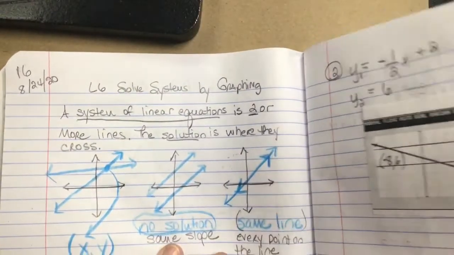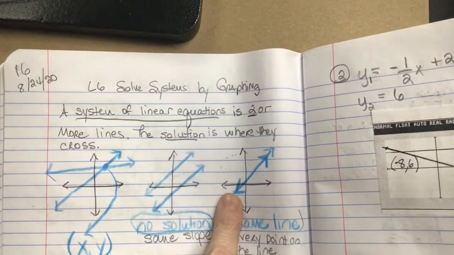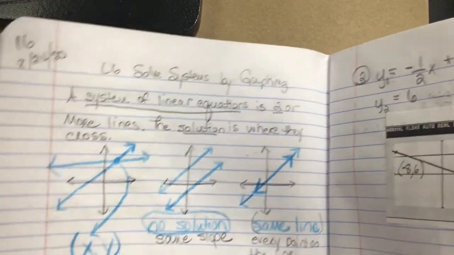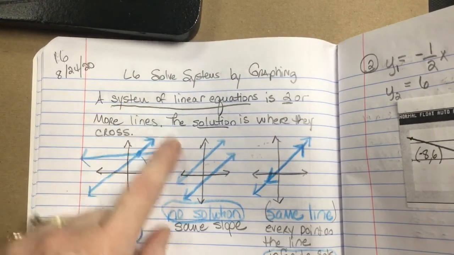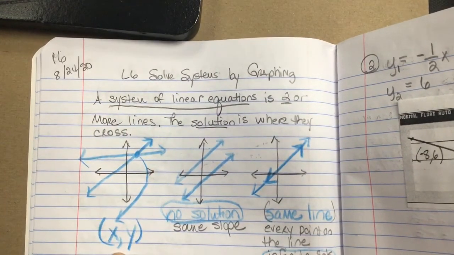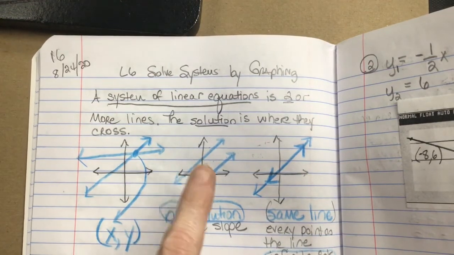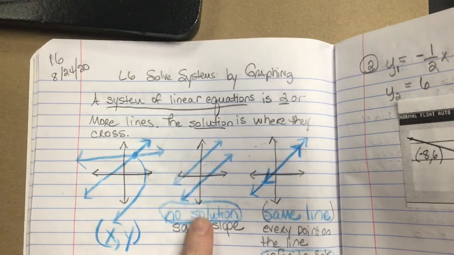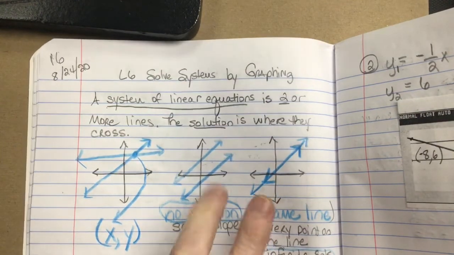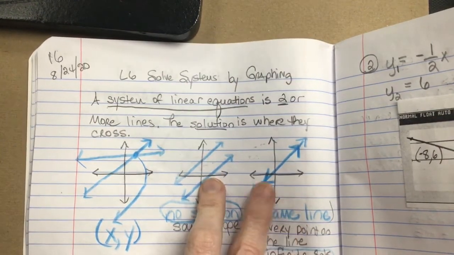Now, let me go back and remind you, there's 3 kinds of ways that you can have a system with 2 lines. They can cross, that's all of lesson 7. Everyone in lesson 7 has a point of intersection. We also have lines that don't cross at all, and they have no solution, and we have lines that cross everywhere. Well, we're going to do one of each of these today.